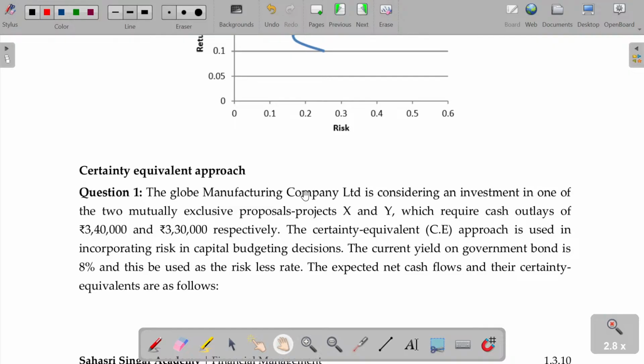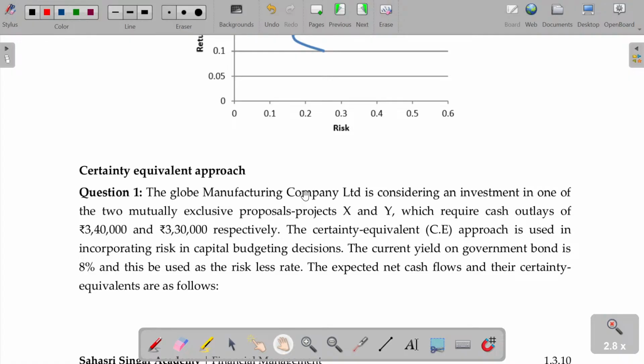Now let me move on to the next one. Certainty equivalent approach in case of capital budgeting, and then I directly move on to the William F. Sharpe model. William F. Sharpe model is also very rare for your examination purpose.